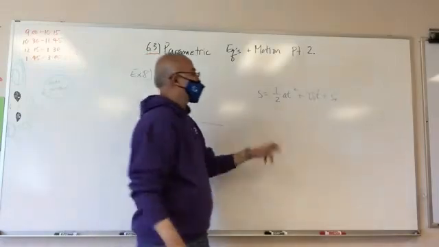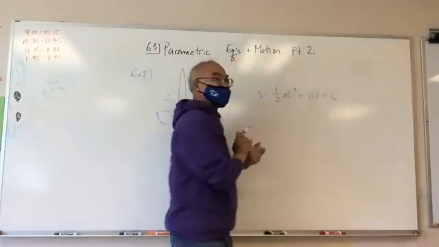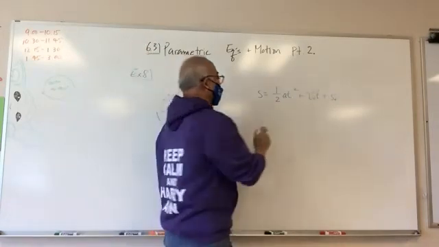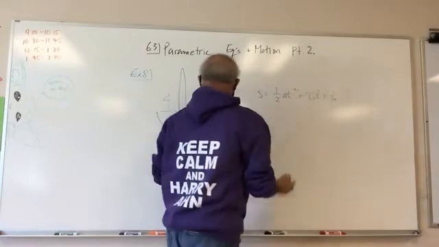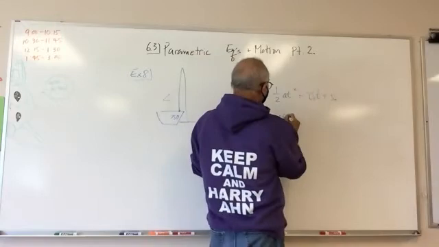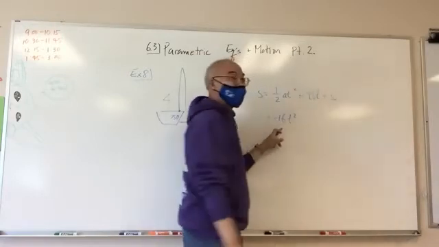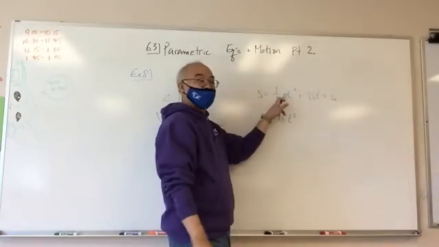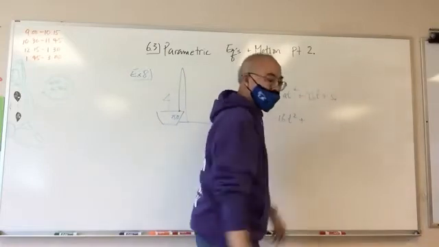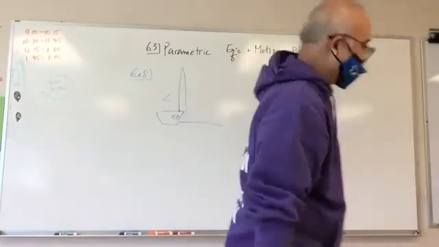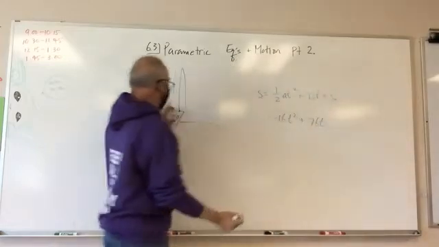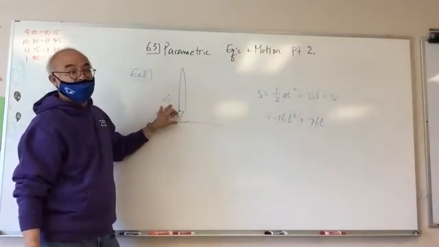So A being what? A is acceleration. What kind of acceleration? Gravity. It's going to be negative, and we're talking about feet here, so it's the British unit. So it's negative 16 T squared, because A is negative 32. Plus the initial velocity, which was probably 76 feet per second, and my S naught, the original height, was 75 feet.